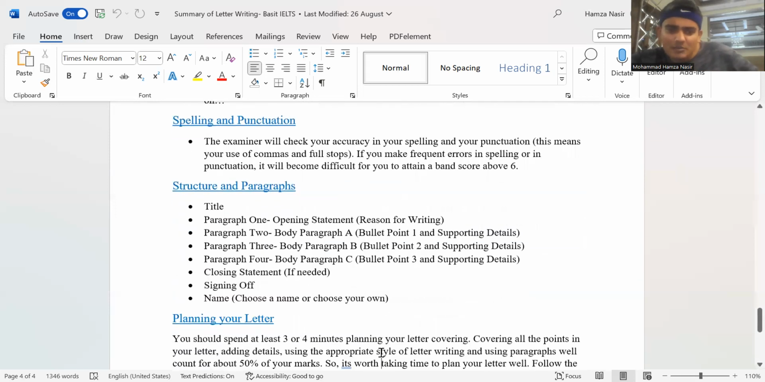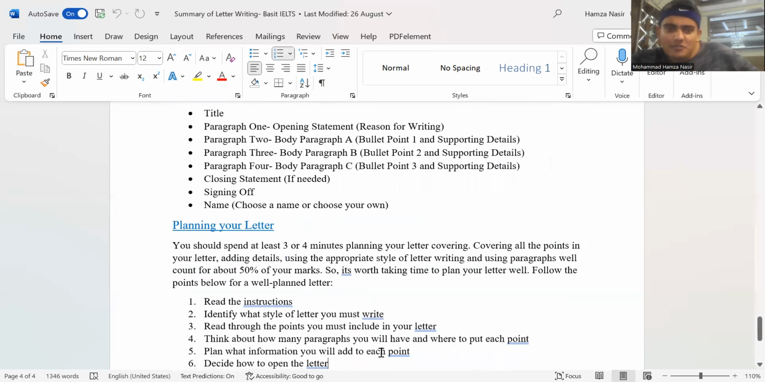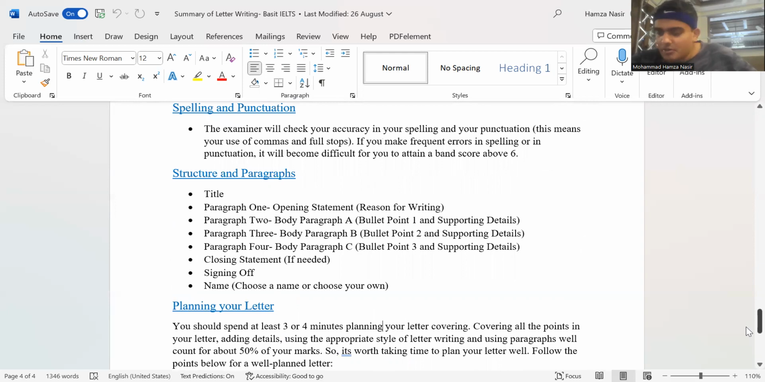Next up, let's talk about structure and paragraphs. Like I said before, be it a formal letter, an informal letter, or a semi-formal letter, it always starts with the title. Then paragraph 1 is your opening statement, why you're writing to that person, your reason for writing.